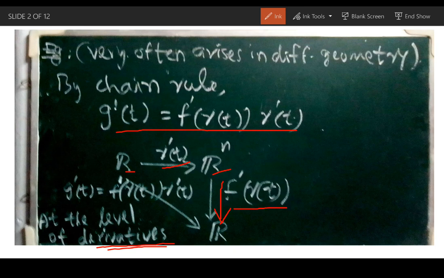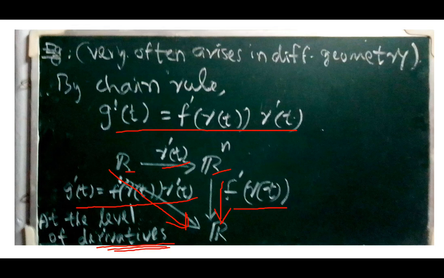Now for the composition g, it's a mapping of (a, b) into R. So g dash t is a linear transformation from R to R. And the chain rule says g dash of t is equal to f dash of gamma of t into gamma dash t. So this is at the level of the derivatives, this diagram. മനസ്സിലായെന്ന് വിചാരിക്കുന്നു.